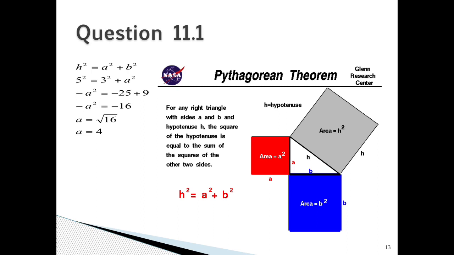a hypotenuse h, the square of the hypotenuse is equal to the sum of the squares of the other two sides. So h squared is equal to a squared plus b squared. So if we do the calculation, 5 squared is equal to 3 squared plus a squared. Negative a squared is equal to minus 25 plus 9. Minus a squared is equal to negative 16. a is equal to the square root of 16, therefore a is equal to 4.